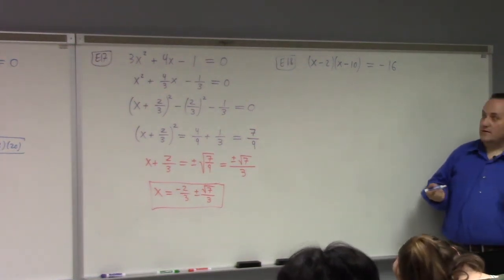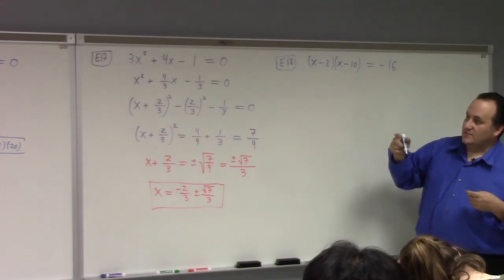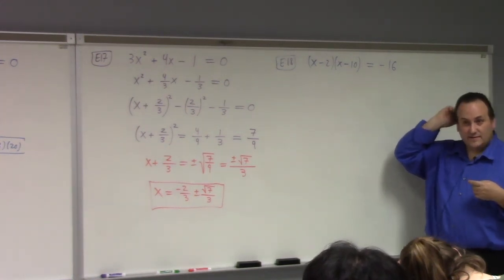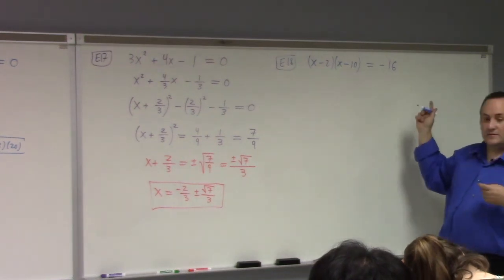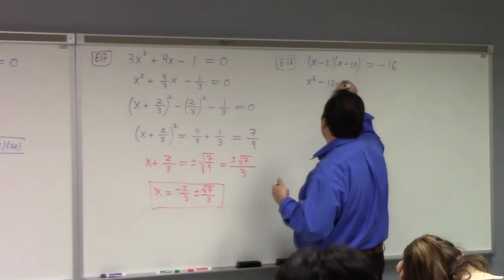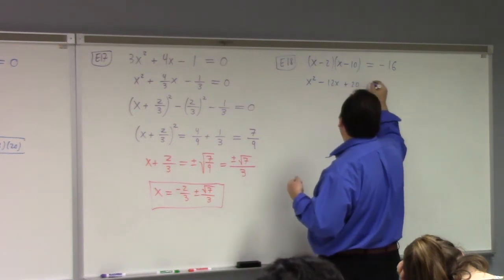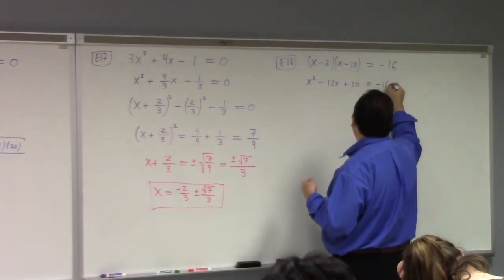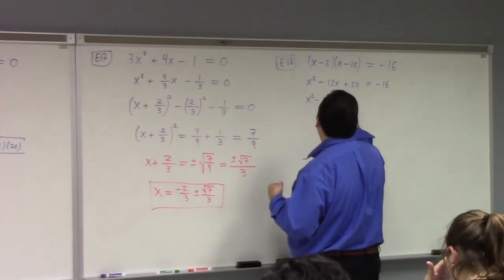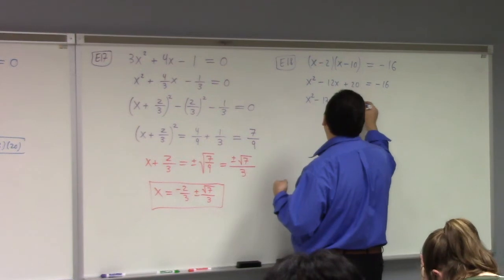So let's do that. We have to put it into what's called standard form, right? The standard form is ax squared plus bx plus c. It's not that yet, so we multiply it out, FOIL it out, and you get x squared minus 12x plus 20 equals minus 16. One more step: x squared minus 12x plus 36 equals 0.